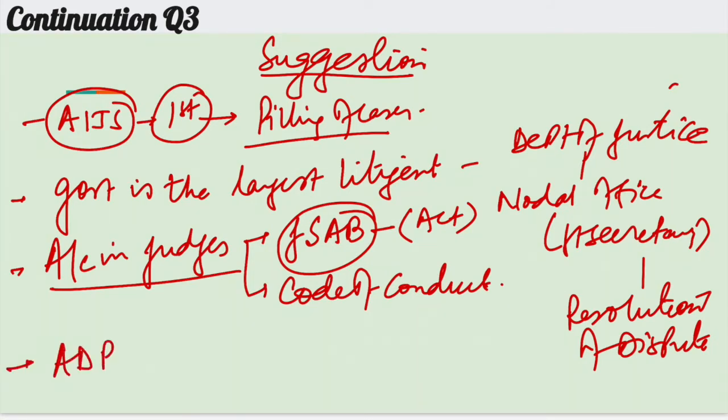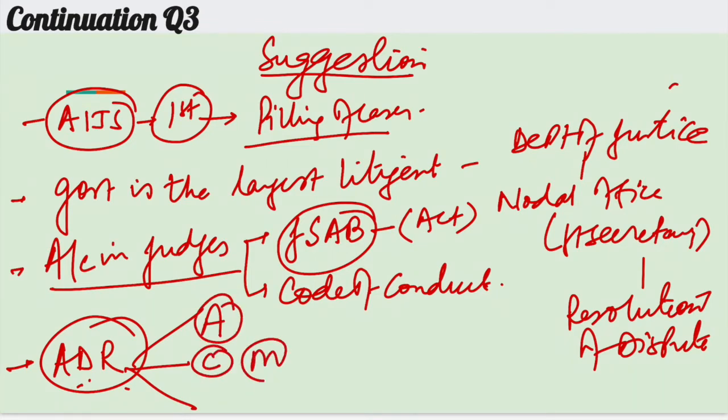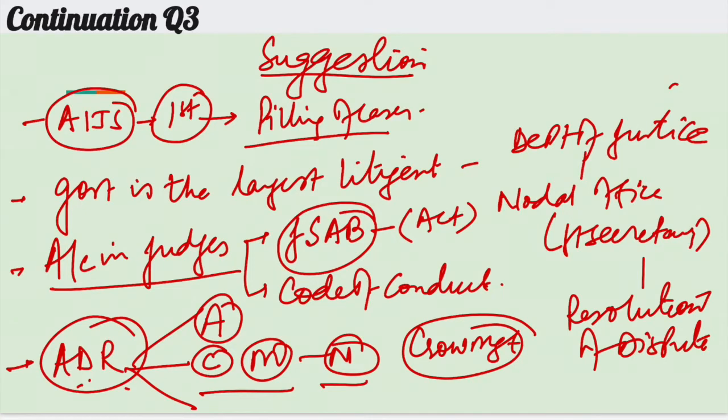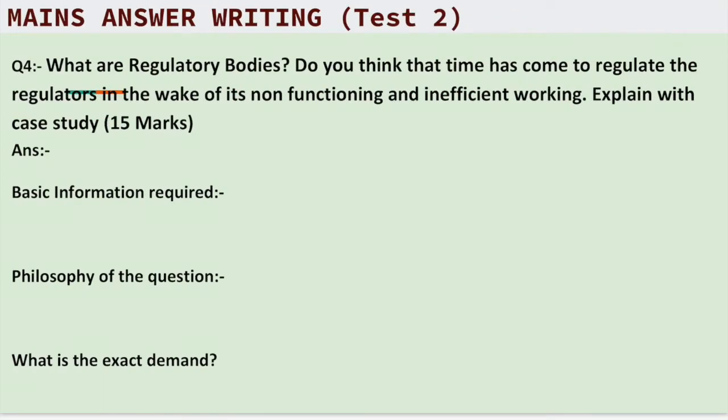Then you can talk about the need to put emphasis on increasing our ADR mechanism, alternative dispute resolution. There are 4 types: arbitration, conciliation, mediation, and negotiation. You can also talk about having a case management system like the Crown management system of the UK, where we need to prioritize which cases need priority to be settled. So in this way you can give suggestions to bring reform in the judiciary. Okay, I hope you are understanding how I am addressing the question.